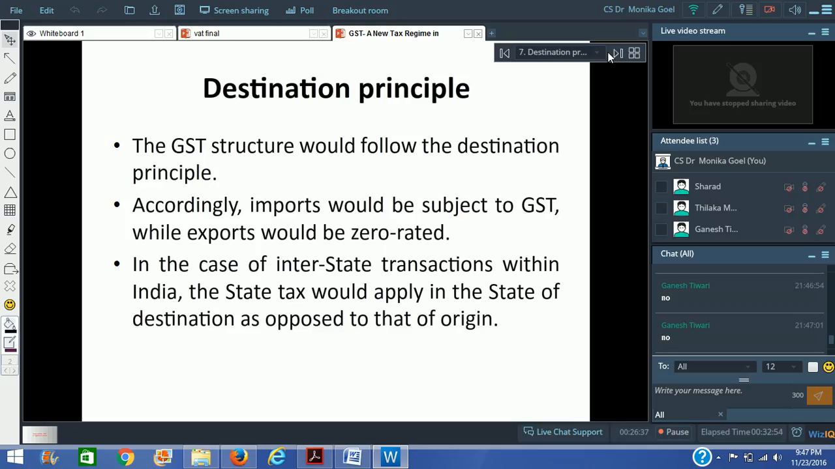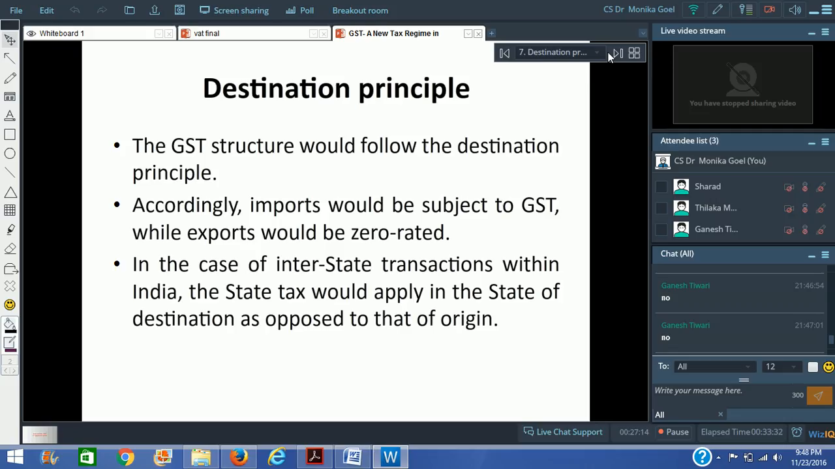So that means import would be subjected to GST, because if any sale or purchase of goods or services is happening within the taxable territory of India, GST will be applicable, and definitely if we are getting certain services or goods from outside India, that will be subjected to GST. But when I am exporting certain goods or services from India to outside India, because the destination is not India, there is not going to be any GST on the exports. So exports are going to be zero rated.